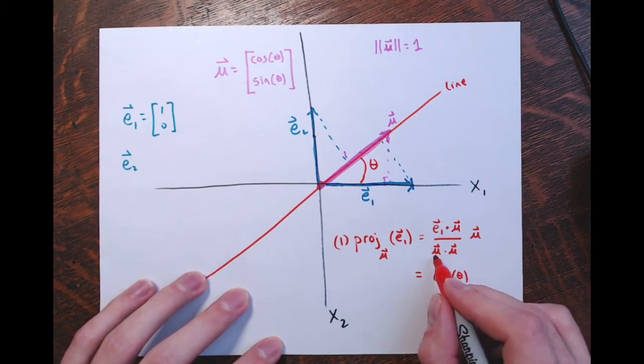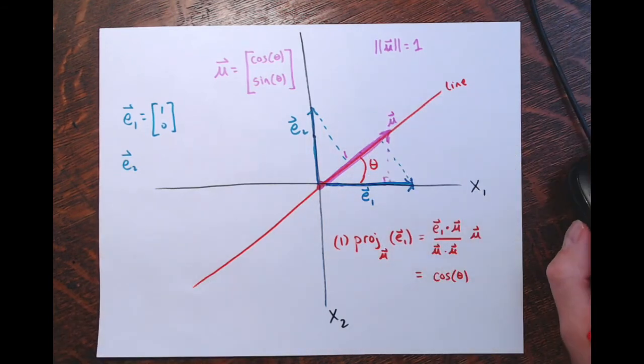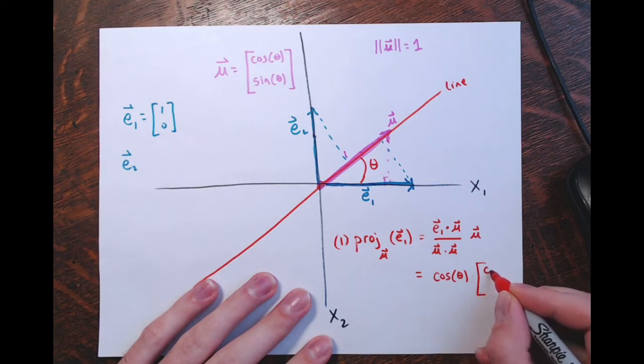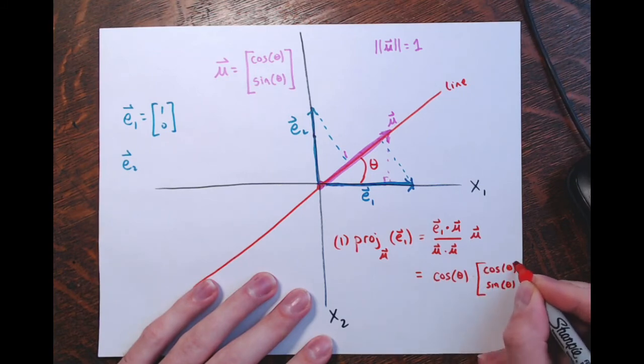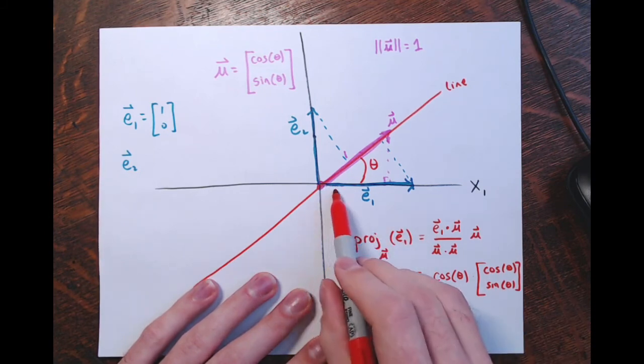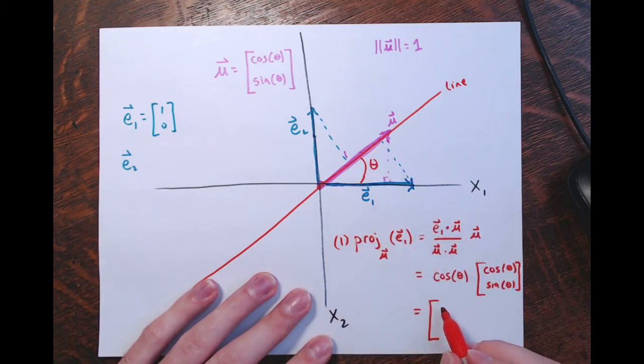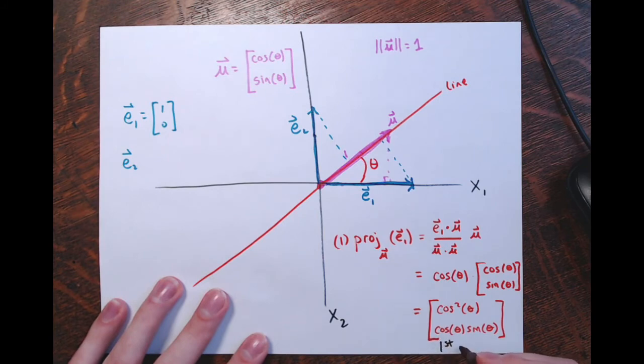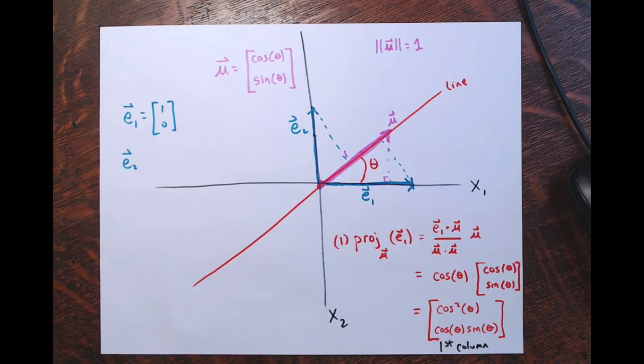And then I set it up so that U dot U was 1. I had U being a unit vector. So this denominator is 1, and then U is the cosine theta, sine theta. So this first projection, the projection of the first standard basis vector onto this line, is cosine squared theta, and then cosine theta sine theta. And this is going to be the first column of my standard matrix when I write the transformation out in full later. I'll say first column.